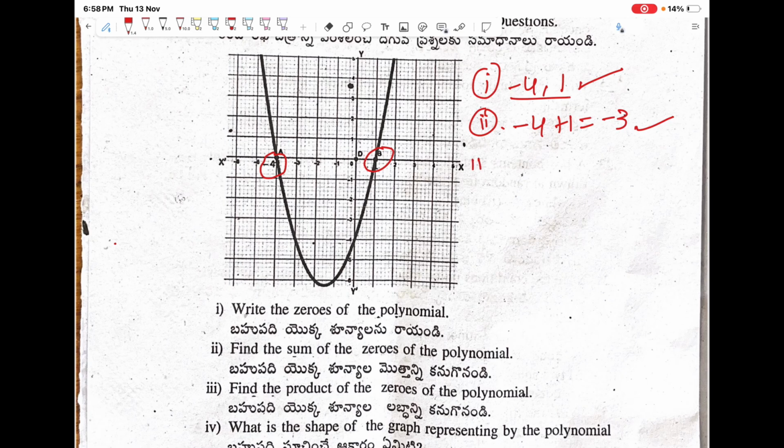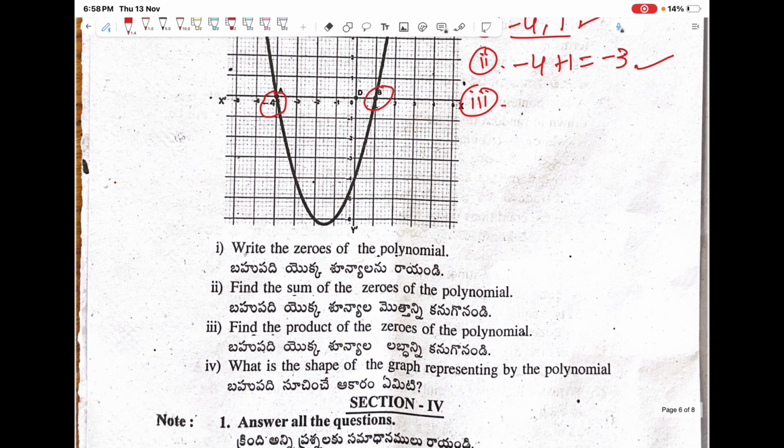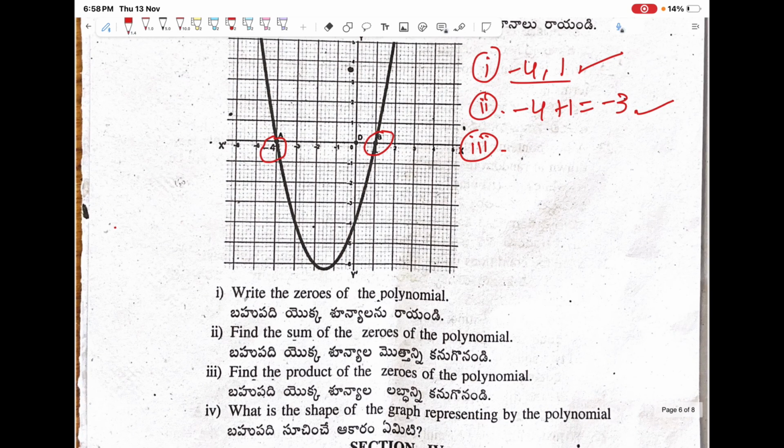That's all. Question number 3. Find the product of the zeros of the polynomial. Product means multiplication, you do it: minus 4 into 1 equals minus 4. That's all, this is the answer. I am just giving the answer here, so you have to write the product of the zeros. That's the theory part, you establish your own.